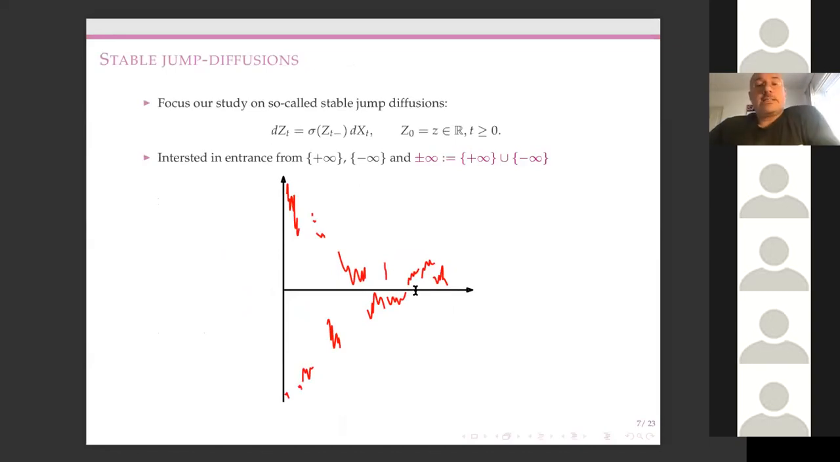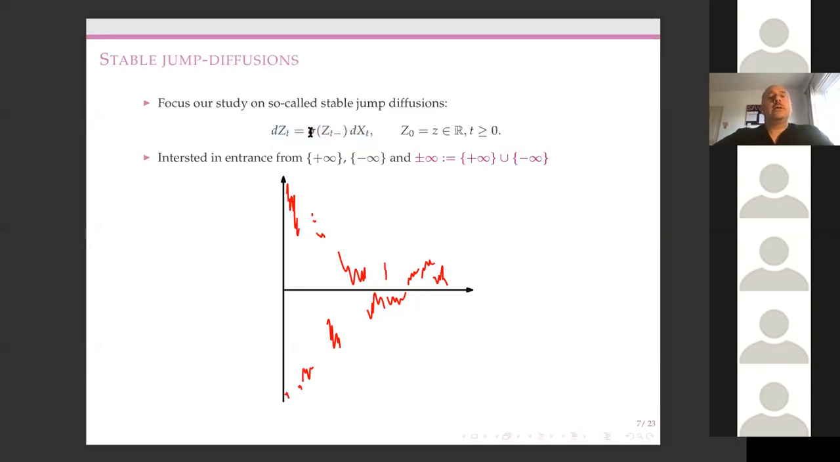So I want to address the setting of what would be called a jump diffusion these days, and ask the question of, can we come down from infinity for this process? But I'm going to ask the question with a slightly different notion of infinity. So here's my stable jump diffusion. Here, X is a stable process. It's exactly the same as Feller considered, except I replaced the Brownian motion with a stable process. They are one-dimensional stable processes.